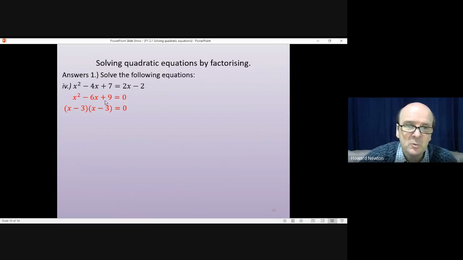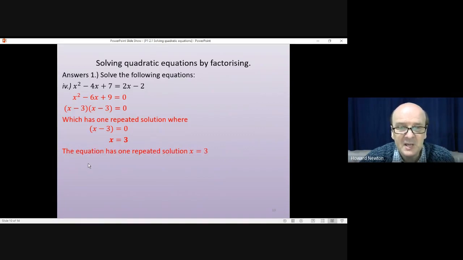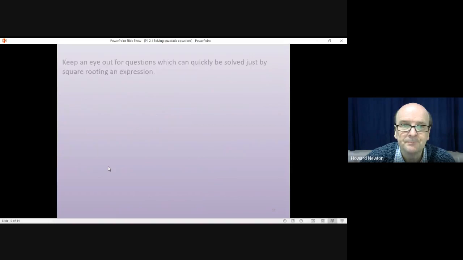With factorizing quadratics, the better you get at them, the more you should be able to just go straight to the answer without using the standard method. But the standard method's always there in case you need it. Now this has one repeated solution where x minus 3 equals 0, which gives us x equals 3. But that happens for both brackets. The way you would normally write this down is the equation has one repeated solution, x equals 3.